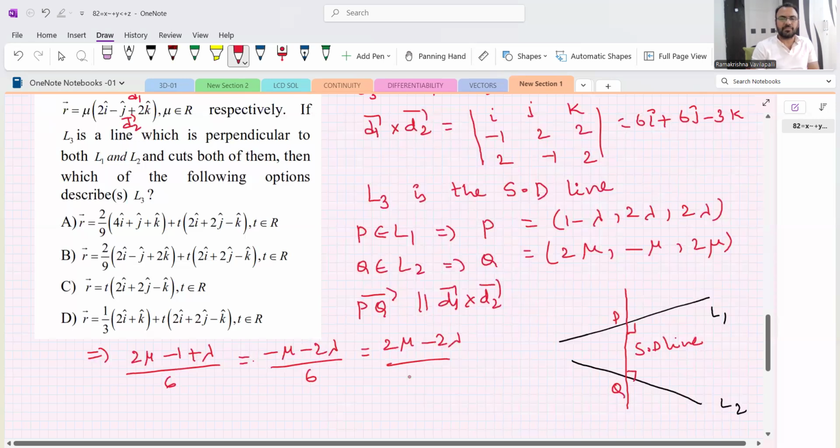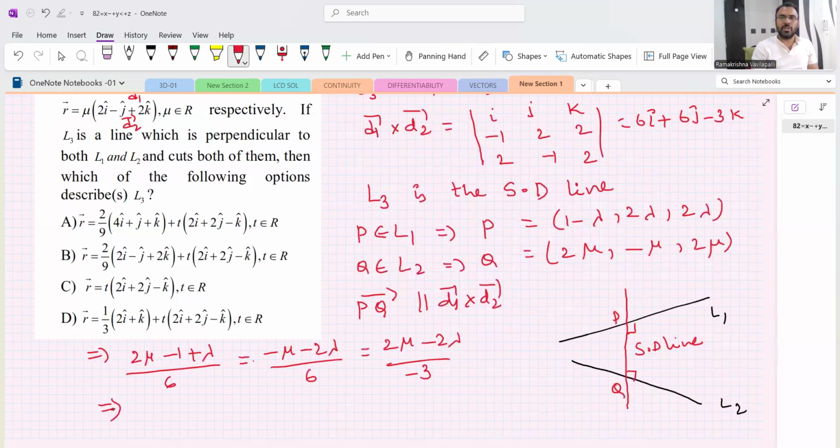Minus 3. So we just need to find lambda and mu so that you will get the points. What are the DRs? This is parallel to the vector 2i plus 2j minus k. This vector is parallel to, so this implies here you see that 6 cancels, then you will get 3 mu plus 3 lambda minus 1 is equal to 0.